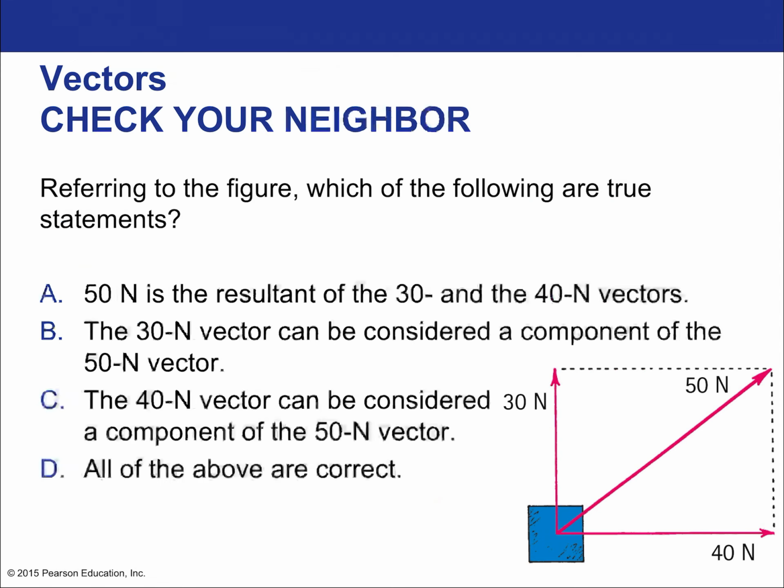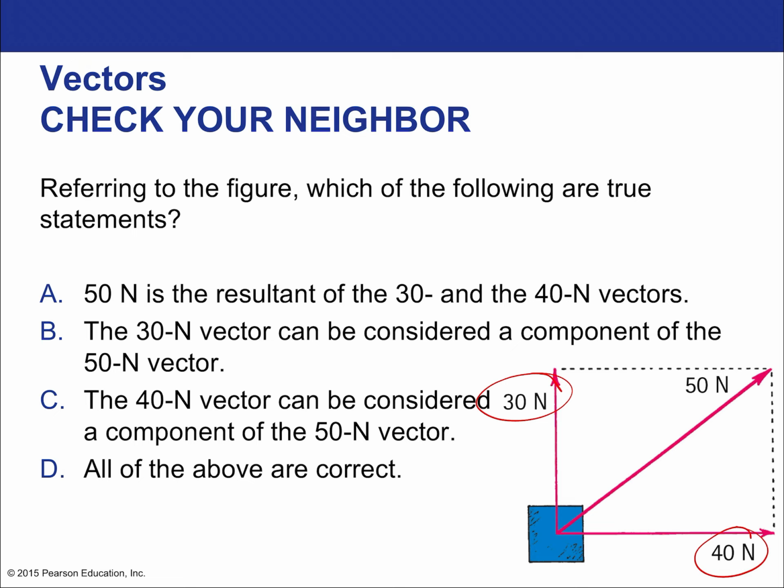The 50 Newton is the resultant of 30 and 40. The 30 Newton vector can be considered to be a component of the 50 Newton vector, and the 40 Newton vector can also be considered to be a component of the 50 Newton vector. In fact, we would refer to the 30 as the vertical component and the 40 Newton as the horizontal component, right? Because one points up and one points to the side.